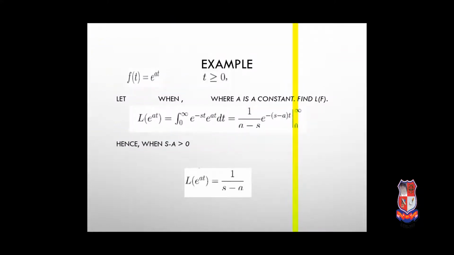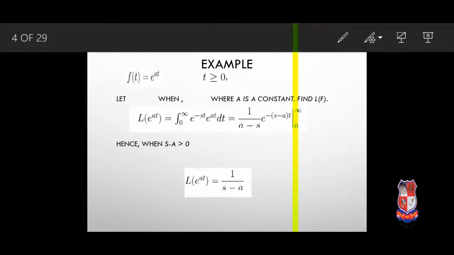Next, we have one example. We have to find the Laplace transform of f of t is equal to e raised to at. Here we have given f of t is equal to e raised to at. By using the definition, we put e raised to at in place of f of t. Therefore it becomes Laplace of e raised to at is equal to integration 0 to infinity e raised to minus st e raised to at dt.